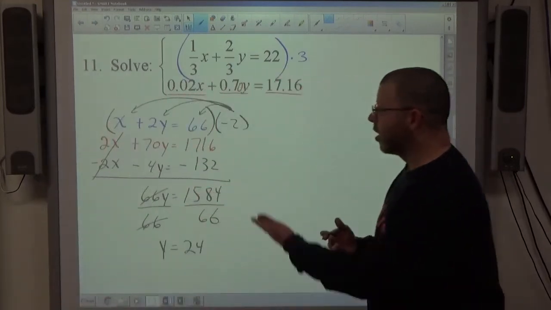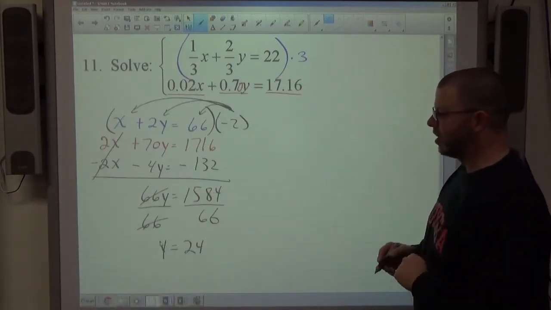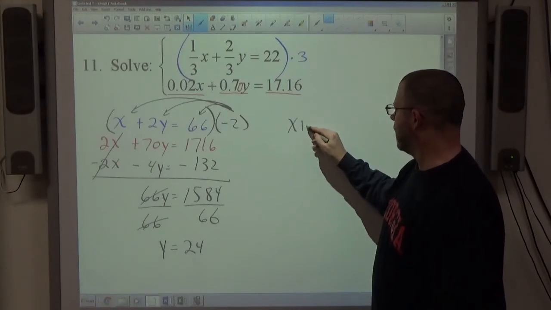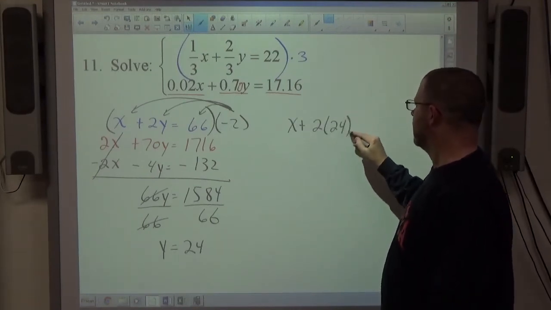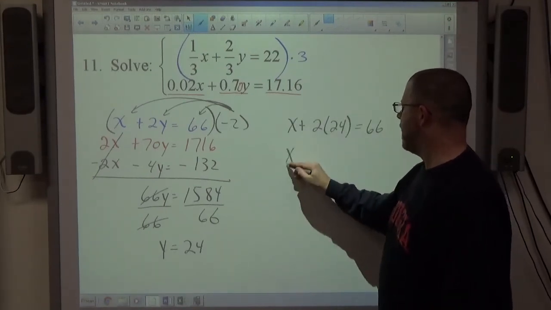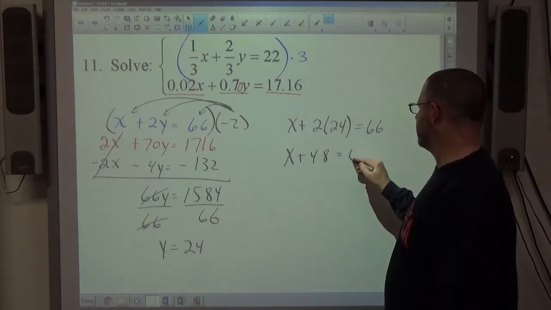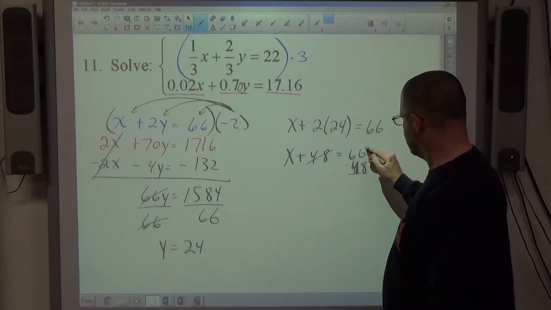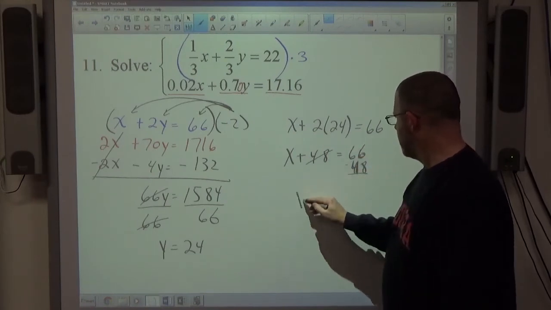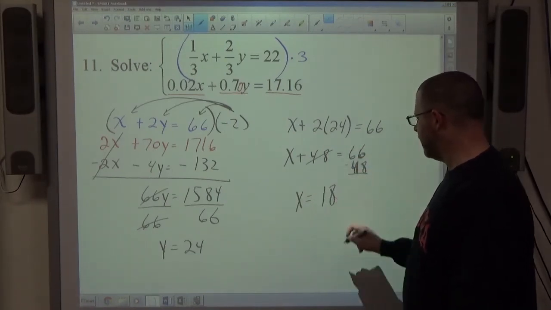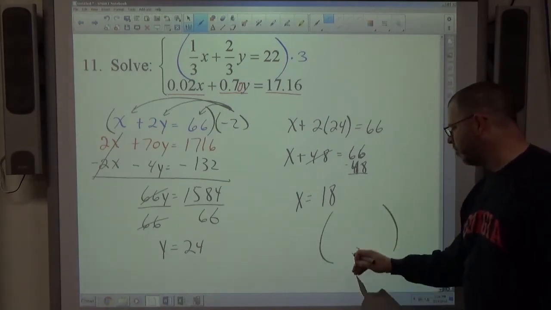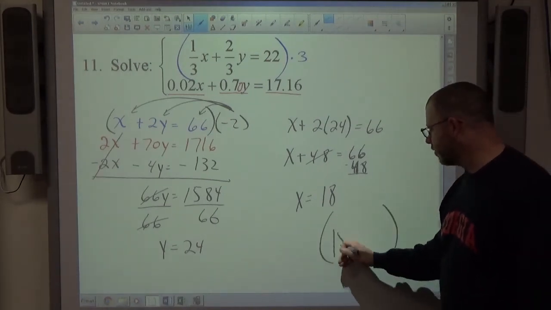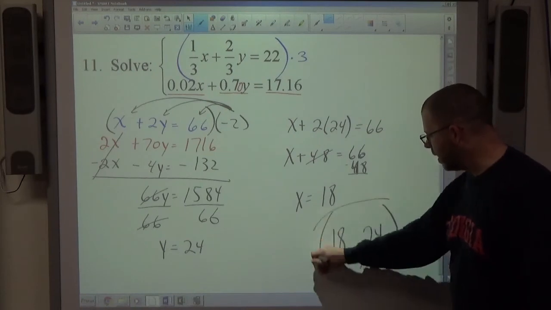Once we know what y is, I go back to one of the equations. I like the blue equation because the numbers are smaller. X plus 2y is equal to 66. X plus 48 is equal to 66, so x equals 66 minus 48. 66 minus 48 is 18. And again, with the system of equations, we're looking for ordered pair answers. X first, y second in an ordered pair.